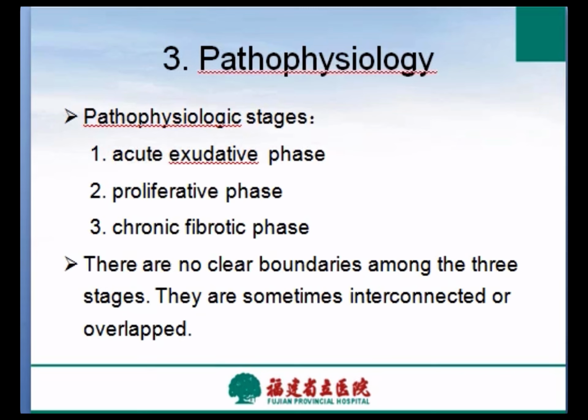The first stage is the acute exudative phase. In this stage, if it's treated in time, it can be cured. Otherwise, it will develop into a proliferative phase and a chronic fibrotic phase. There are no clear boundaries among the three stages. They are sometimes interconnected and overlapped.